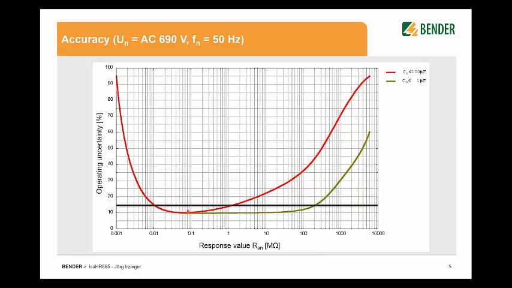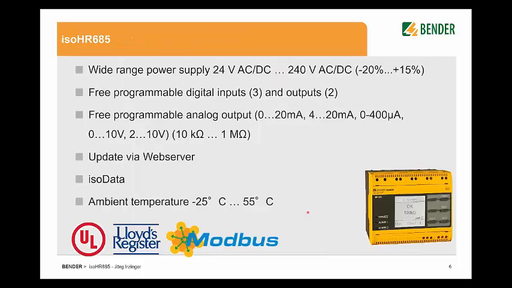The accuracy of the product looks like this curve. Here the horizontal line, you see the 15%. We have to specify according to the product standard 61557-8. And we see that above 200 megaohm we are above the 15%, and down to 10 kilohm or below 10 kilohm we also have an operating uncertainty above 15%. It's clearly depending on the system leakage capacitance you have inside the system.